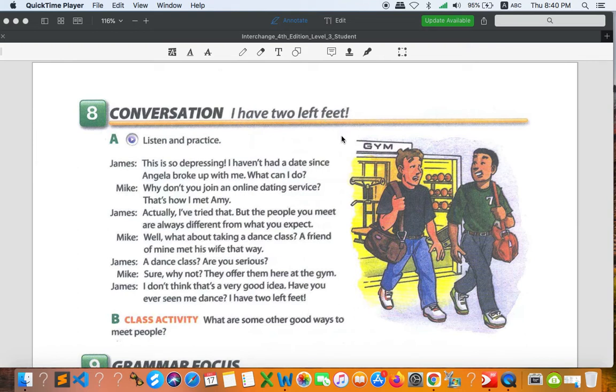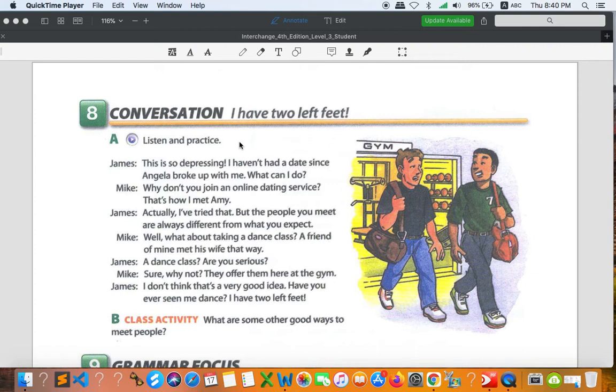You probably got the answer, but if you didn't get it, that's fine, okay? Based on the context right here, I have two left feet. It's just like you are not a good dancer, all right, you are clumsy. When you say you are clumsy, it's like you are careless in doing things. Just like dancing, you are not a good dancer.